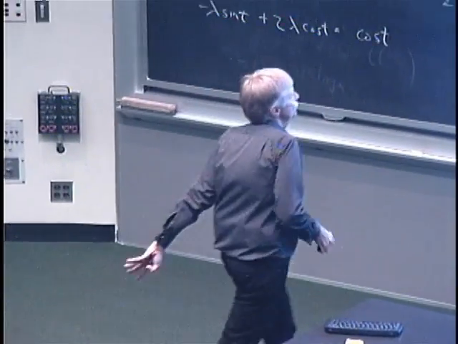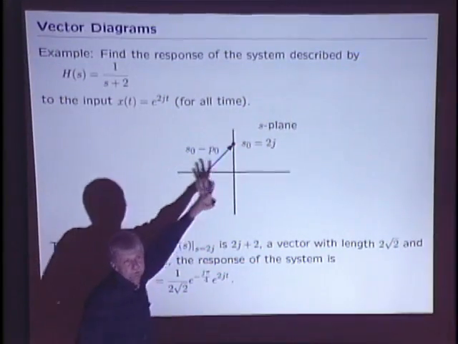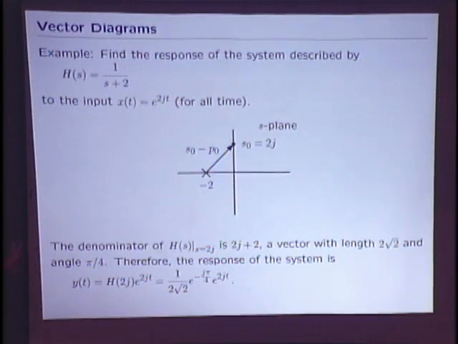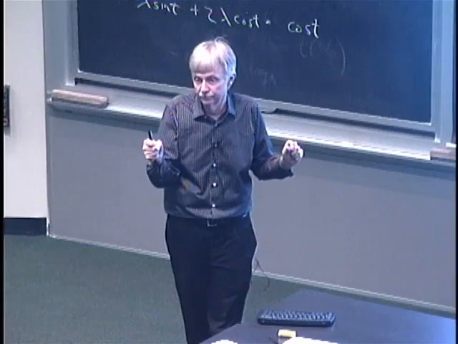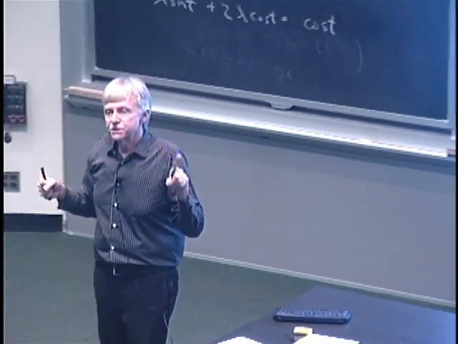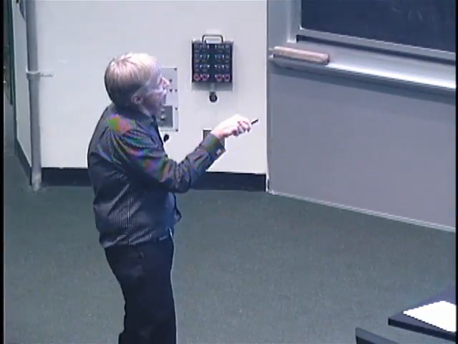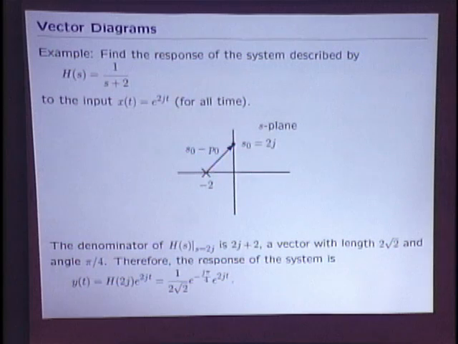So all I need to do is look at this diagram, and I have the entire picture. The system is a single pole at -2. That's the X. I want to know the response when the input is e to the j 2t. So the s in question is s equals 2j. So it's that point right there.